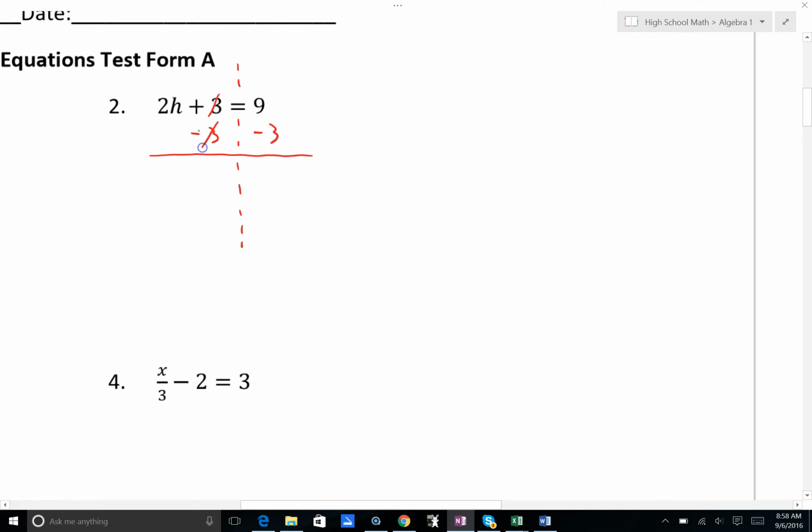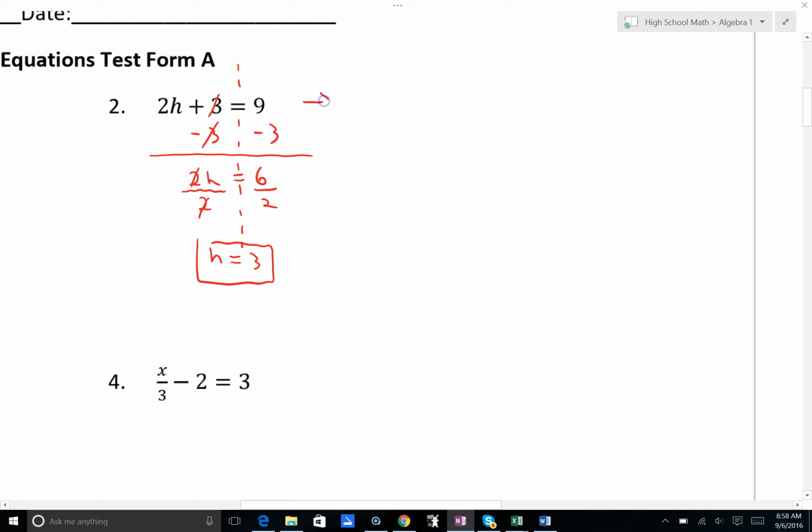Plus 3 minus 3 sums to 0, leaving 2h on the left. Equals in the middle. 9 minus 3 is 6. We want to get h by itself. This is 2 times h. The inverse of multiply is divide. Dividing by our coefficient 2 on both sides. 2 divided by 2 leaves h. 6 divided by 2, that's 3. We think that h is equal to 3.